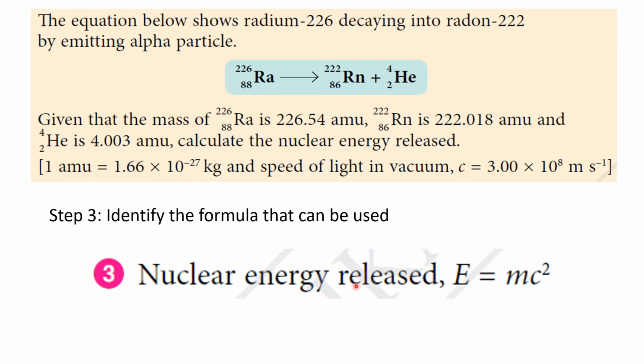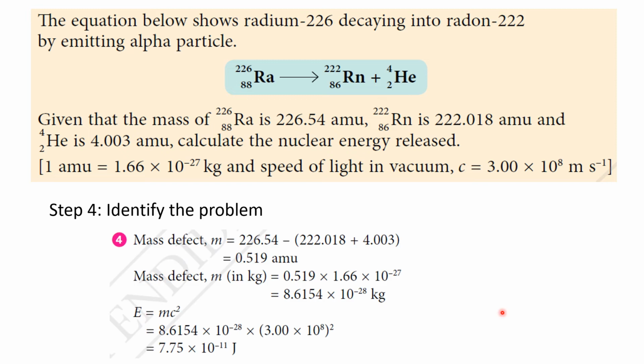In this question, you might be able to use the equation E equal to mc squared, because you are given mass in the question and you need to find out the energy. So the only relationship between energy and mass here is E equal to mc squared. So this is the formula that you can use. Now let's go to the final step. You need to solve the problem.